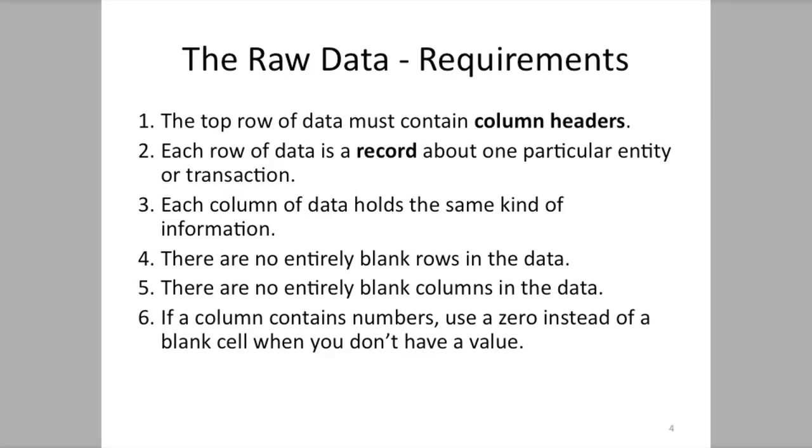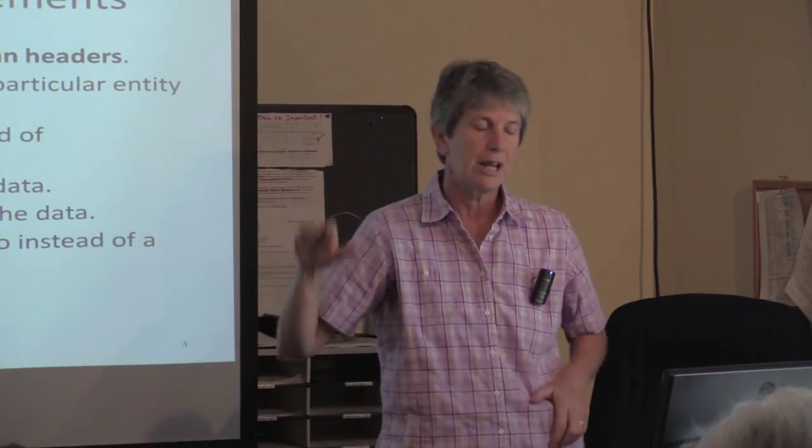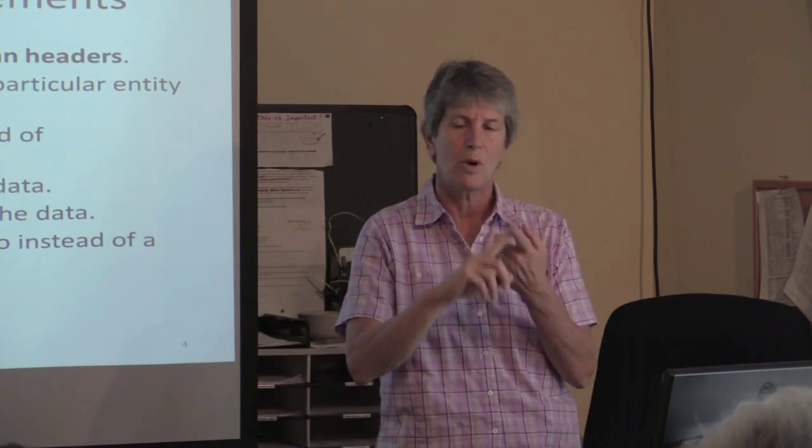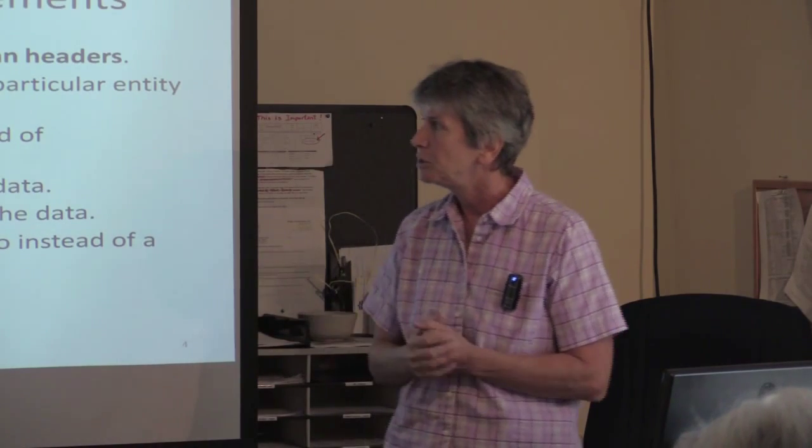Okay, some of the requirements on the data. The requirements are the same as if you were using the data type tools within Excel. First of all, you have to have column headers in the top row. Each row of data should be a unique record. So all of the data in one row should be related to each other. For example, maybe it's a specific sales transaction with the name of the salesperson and the quantity and the item number or whatever. But each record should be related to each other and represent one transaction.